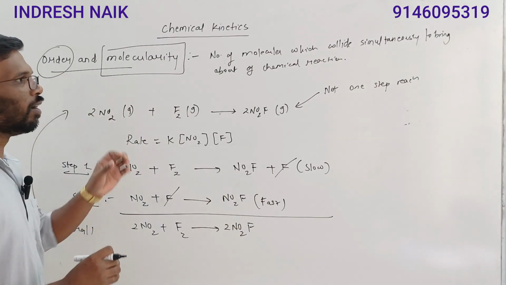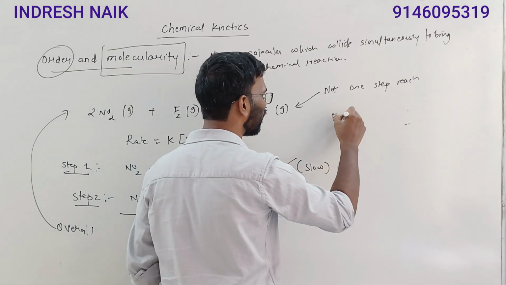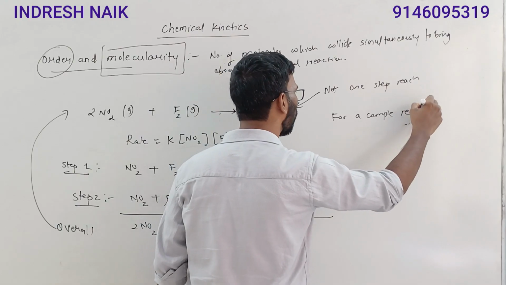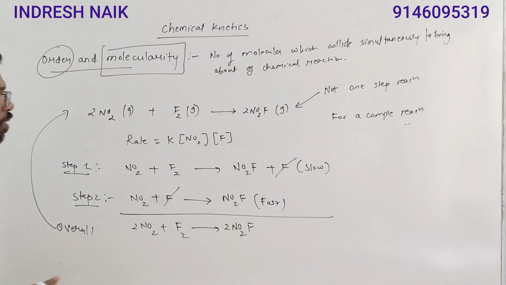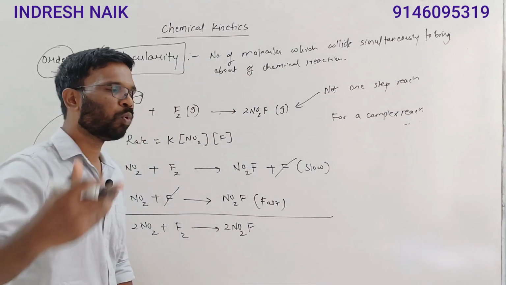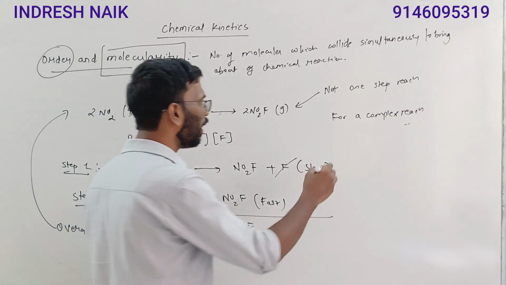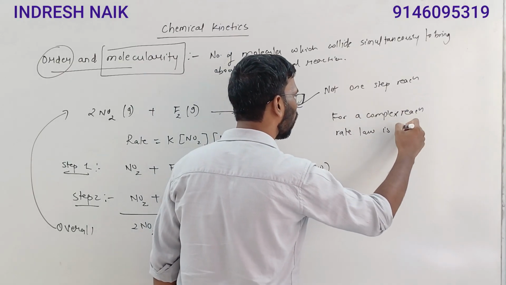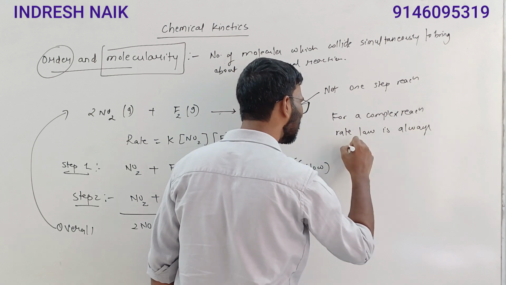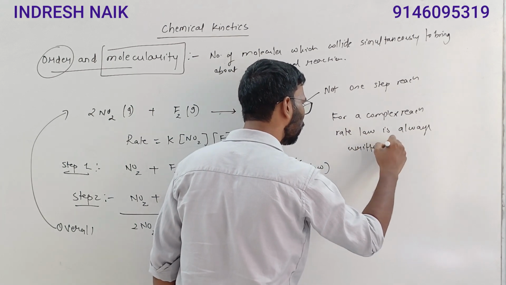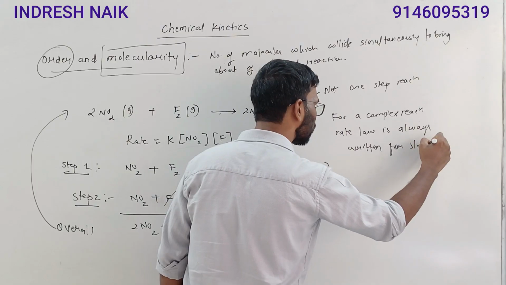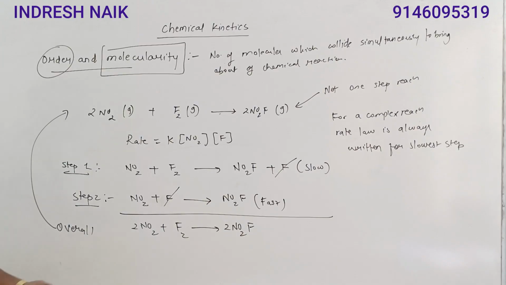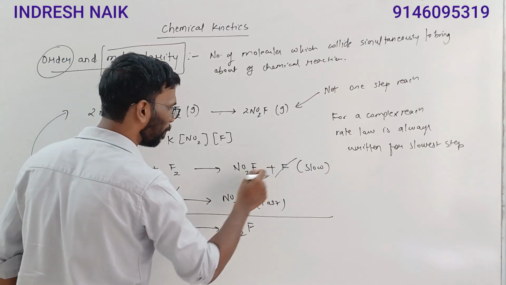But over here, this is a complex reaction. Why am I saying that it is a complex reaction? Because it is taking place in more than one step. For a complex reaction, rate law is always written for the slower step. Now, which is the slower step? This is your slower step, right?